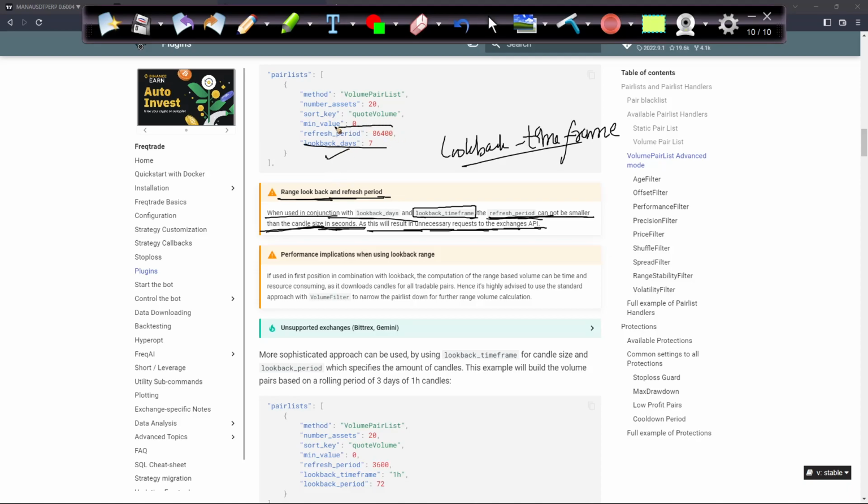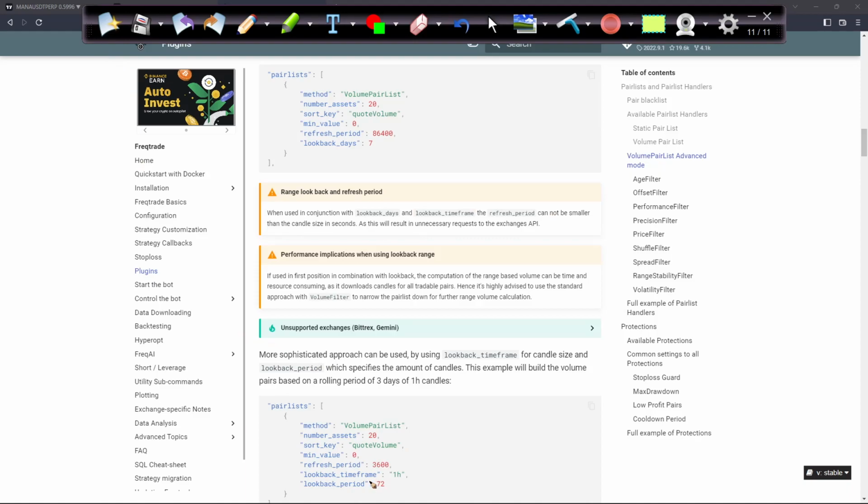Okay, we gotta increase the refresh period time so that we don't send requests to the exchange again and again and again, right? So we can do it for 1 hour. See, look back time frame 1 hour, refresh period 3600. So it's like 1 hour. Okay, so we are basically filtering every 1 hour. So that's what it's saying.